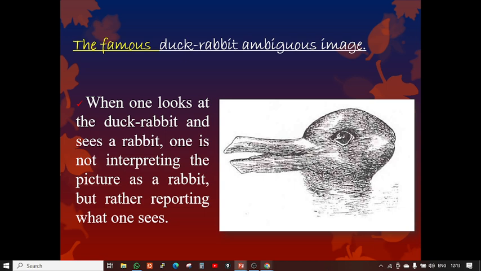So see these things: the same paper can be read by two different researchers in different ways. See in this figure, it is a dog-rabbit ambiguous image.